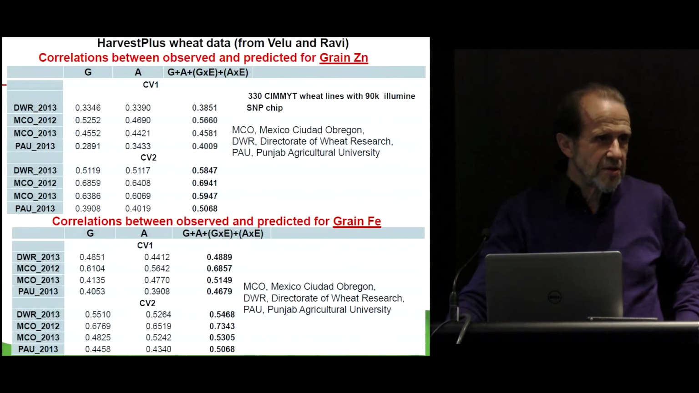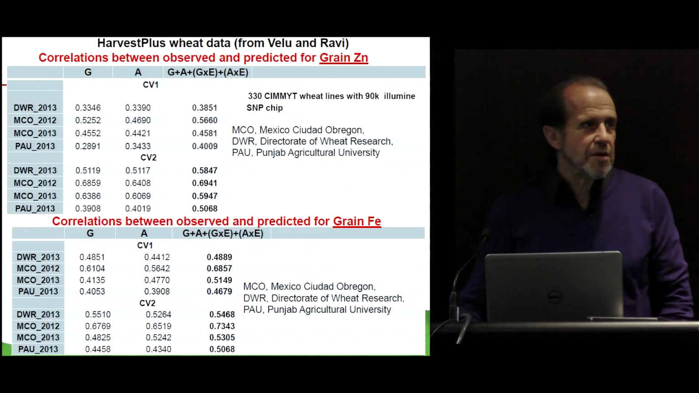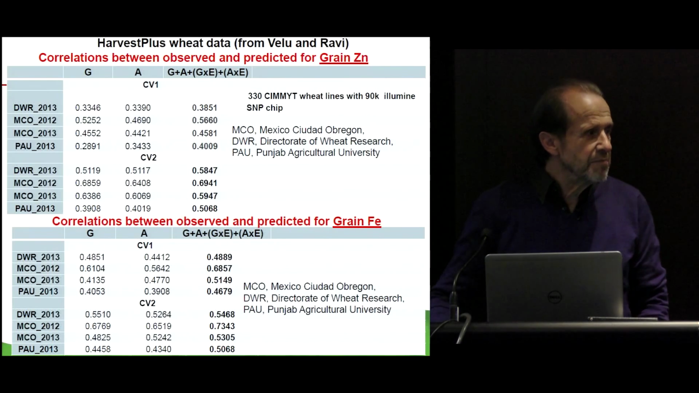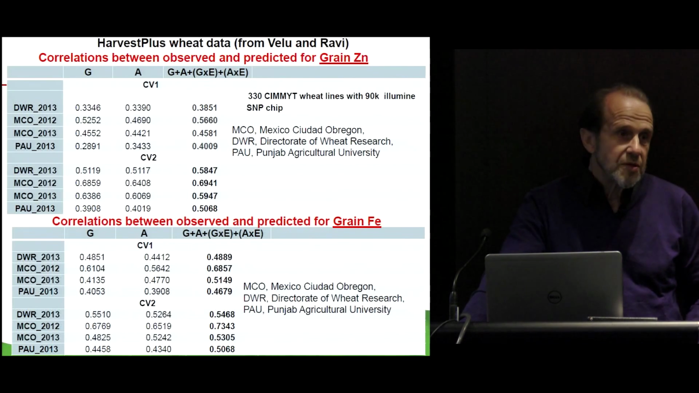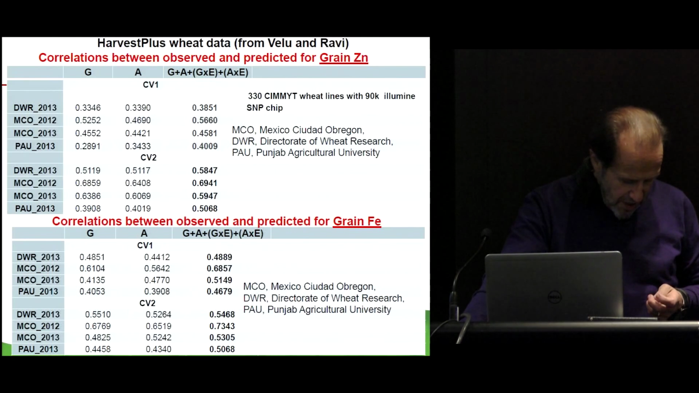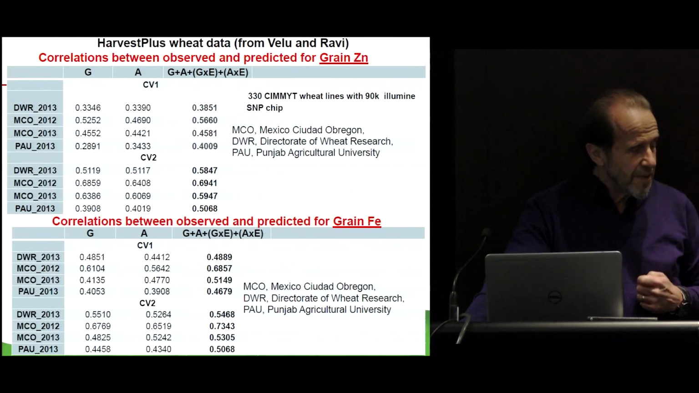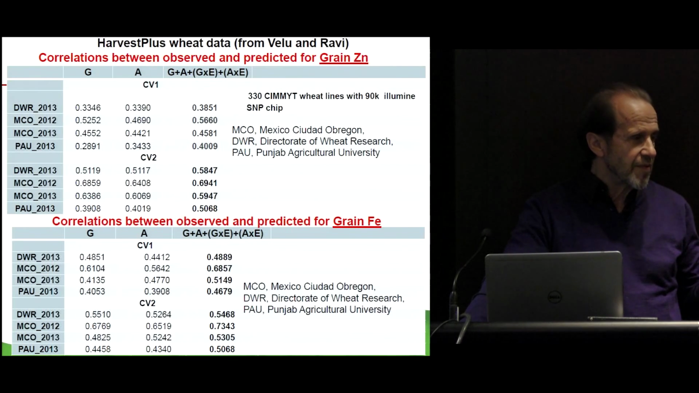Okay, yeah, that's a good question. No, in wheat we don't use biparental. In maize, yes. In wheat, no. In wheat, the idea or the tendency is just to predict advanced lines in different environments.